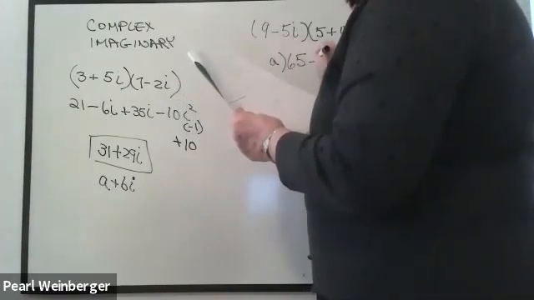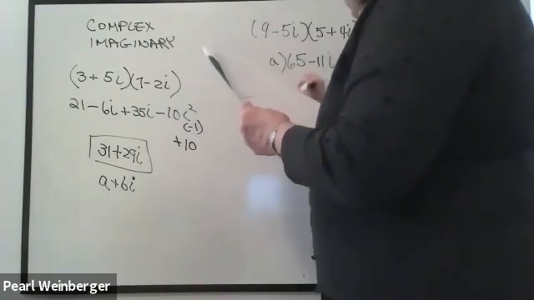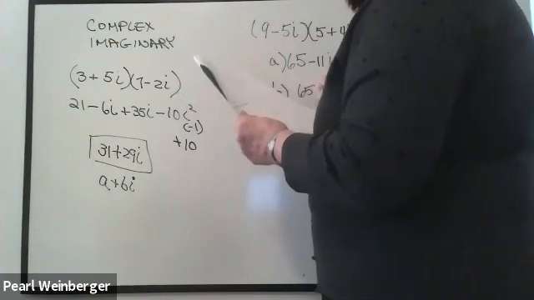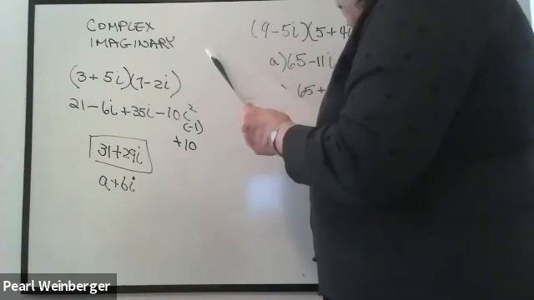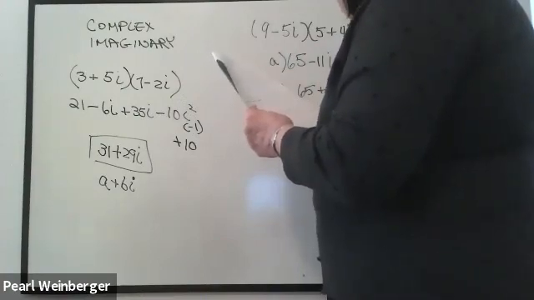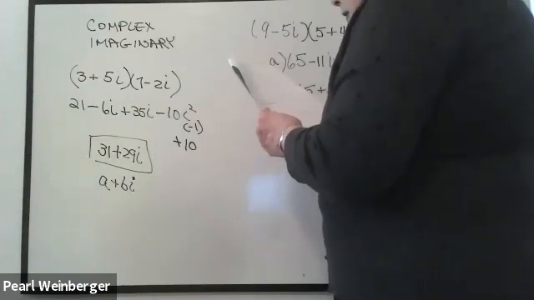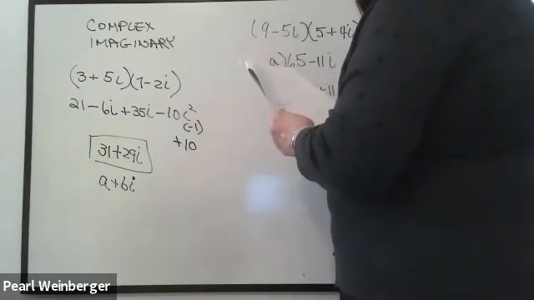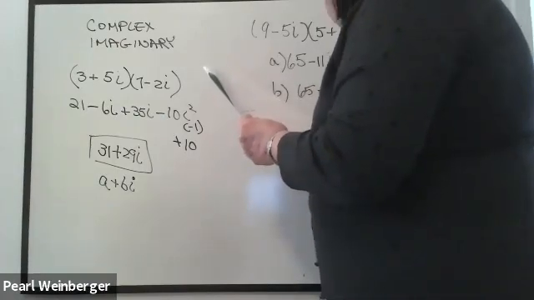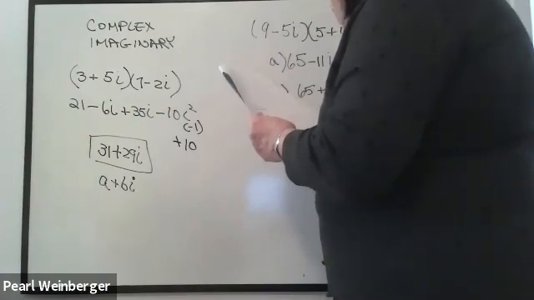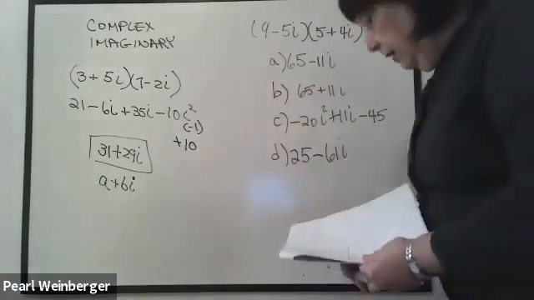65 minus 11i. 65 plus 11i. Negative 20i squared plus 11i minus 45 is C, and D is 25 minus 61i. Okay, I'm going to give you a few minutes to try that.